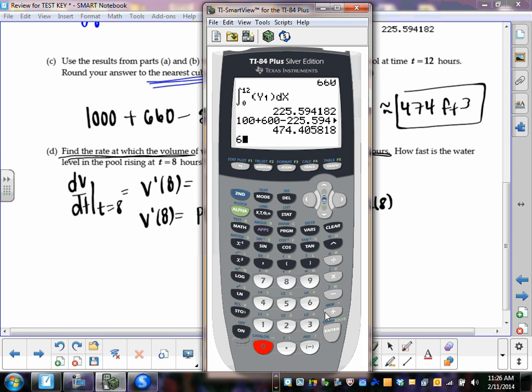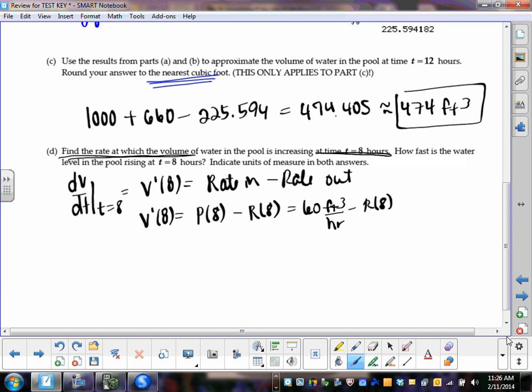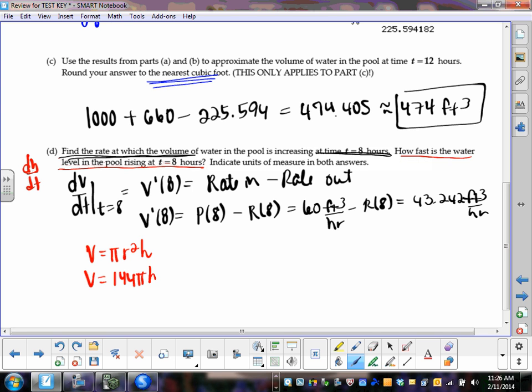So I'm going to do 60 minus R, which is just the Y value for Y1 at time 8. So that's still the rate. So 43.242 cubic feet per hour. The next part says how fast is the water level rising. That's actually asking us for dh/dt. So we are told, but we won't be on the test, that the volume of a cylinder is pi r squared h. For us, since the pool has a fixed radius, it's 144 pi h.